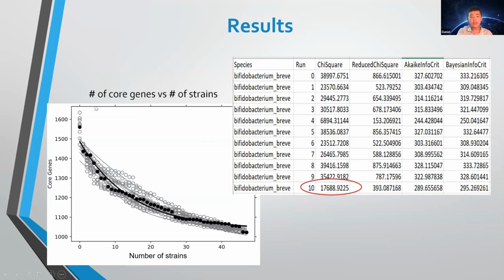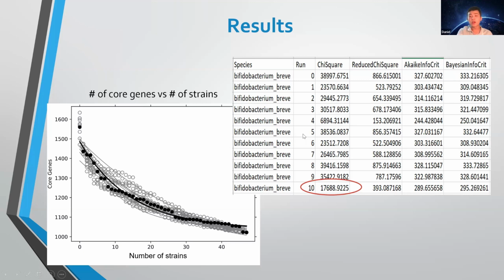Here's a graph plotting the number of core genes versus the number of strains. As we can see, as the number of strains increases, the total number of core genes decreases. The closed circles represent the results based on sorted order, while the open circles represent the results based on randomized order. And the lines represent the negative exponential curve.